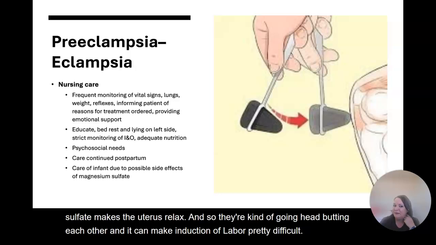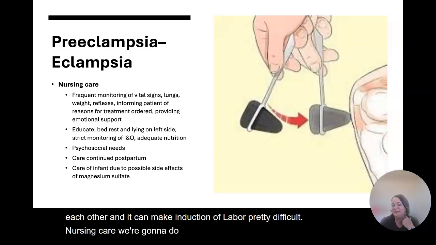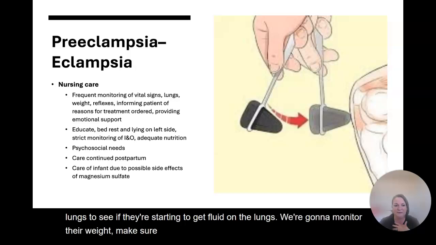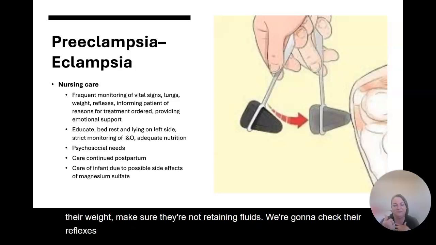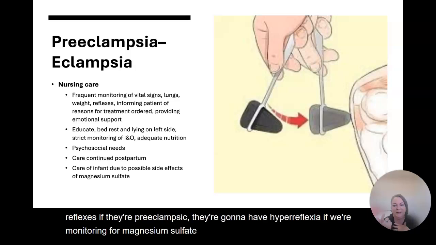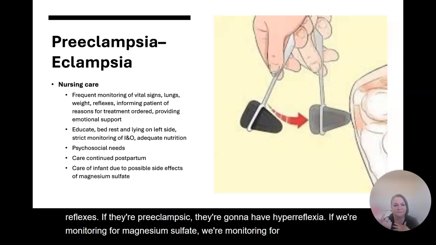Nursing care, we're going to do frequent vital signs. We're going to assess the lungs to see if they're starting to get fluid on the lungs. We're going to monitor their weight, make sure they're not retaining fluids. We're going to check their reflexes. If they're preeclamptic, they're going to have hyperreflexia. If we're monitoring for magnesium sulfate, we're monitoring for hyporeflexia.